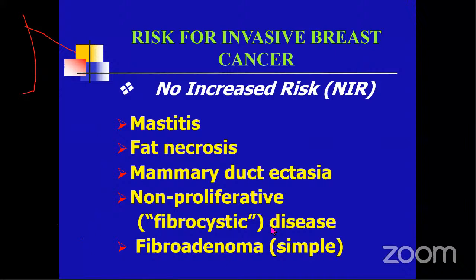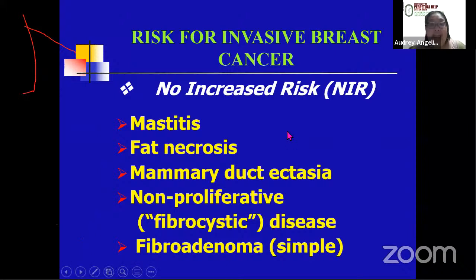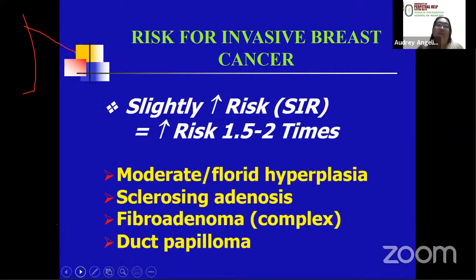Okay, so you have your mastitis, fat necrosis, mammary duct ectasia. So despite it being a close differential to malignancy, your fat necrosis and your mammary duct ectasia would have no increased risk for invasive breast cancer. Same with your fibrocystic disease and your simple fibroadenoma. A slightly increased risk would be found in your moderate hyperplasia, sclerosing adenosis, a complex fibroadenoma, and a duct papilloma.